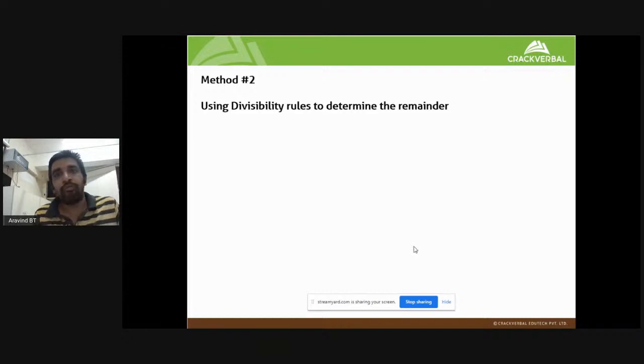So a lot of people think that the divisibility test will help you understand whether a number is divisible or not. You're right, but it also helps you find the remainder, right? So leverage your knowledge of divisibility tests to solve questions and find the remainder. Okay, that's another method. So let's take a question.